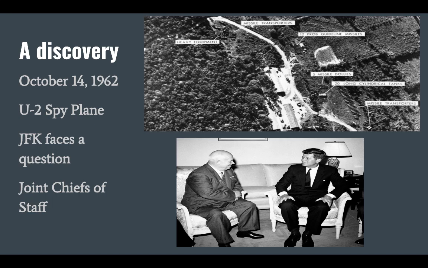JFK is then immediately faced with a question. Do I make an announcement? Do I keep it to ourselves? Do I put weapons real close to Russia? We have allies in Turkey, which we already have weapons in. Do we put nukes in, say, Finland or Greece? Maybe. The Joint Chiefs of Staff want him to attack Cuba. We don't think the missiles are operational. We want you to go in, and basically they want a full-blown invasion of Cuba. Get rid of the missiles, follow it up with a land invasion, get Castro out.